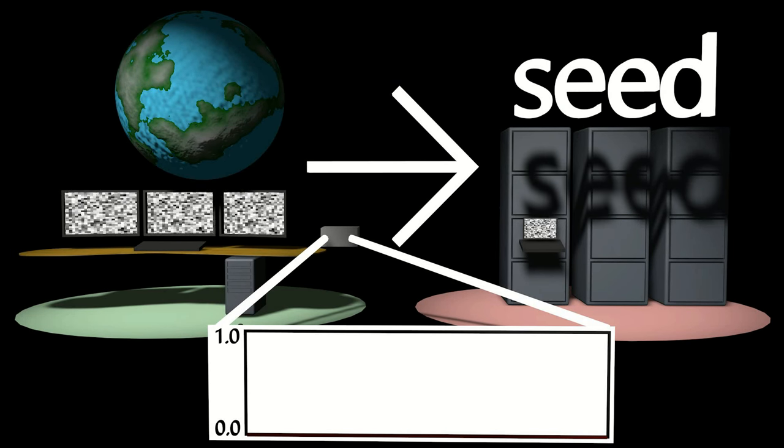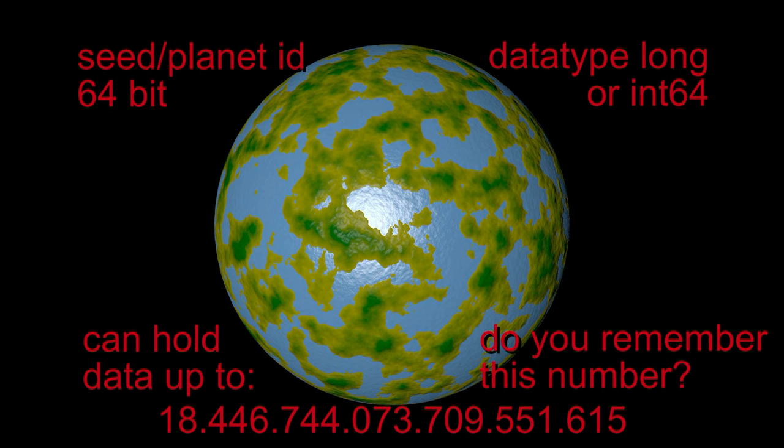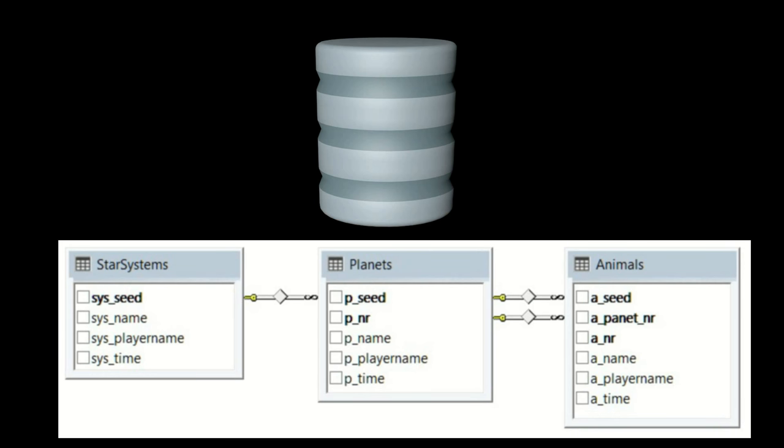But what would I upload? All of the planets or star systems can be addressed with 64 bits. In software, this is the data type long. Also this number can be used as seed for a random generator to create every time the same star system. I would use this seed as primary key for my database table.